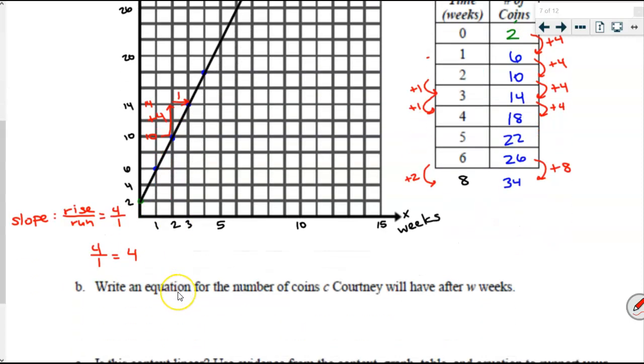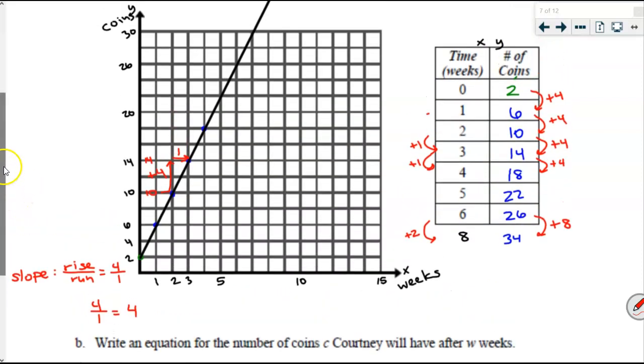Okay, we have a challenge. It says we need to write an equation for the weeks and the coins. It says we want to use C and W, and that's fine. We will use C and W eventually. But since we already have an X and a Y, can we write an equation for an X and a Y? Again, to reiterate, we're writing an equation X and Y. We'll change it to C and W later. But how are the X and the Y related? How are the weeks and the coins related? Pausing the recording as students discuss.